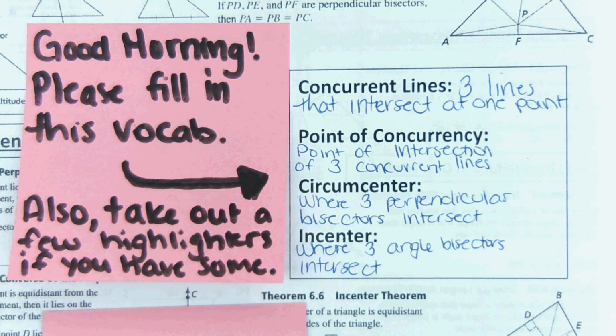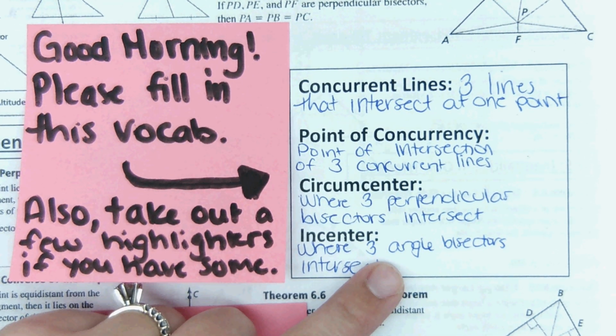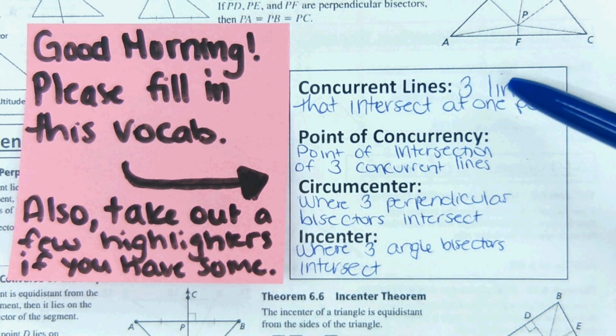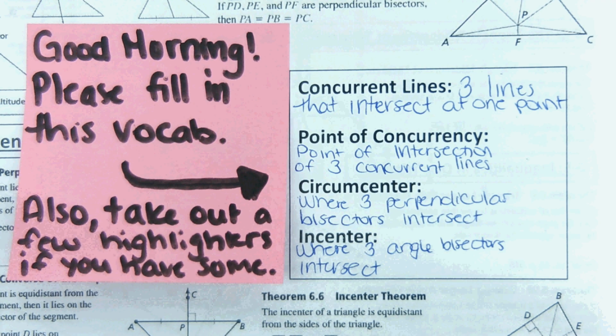Starting off today's lesson, we're going to start with these vocabulary words. I'm also going to give you visual representations for what they mean as well. So concurrent lines are three lines that intersect at one point.